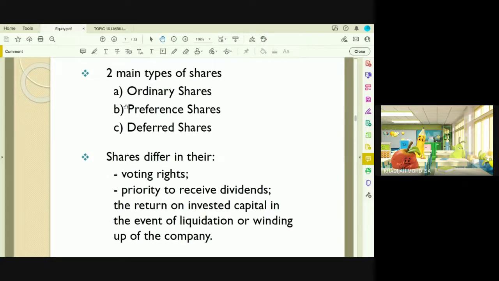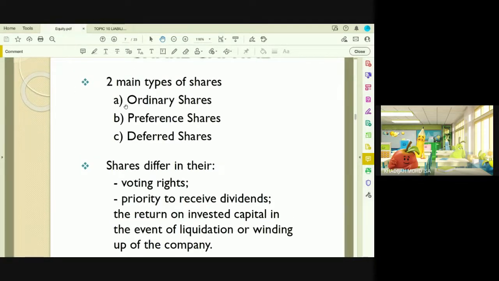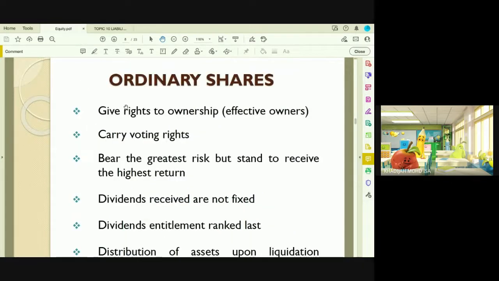So why do you have different types of shares? Because they differ in the form of voting rights, all right? And the priority to receive dividends, and the return on invested capital in the event of liquidation or winding up of the company. So that's why we have different types of shares, all right? But these different types of shares have different criteria, yeah?